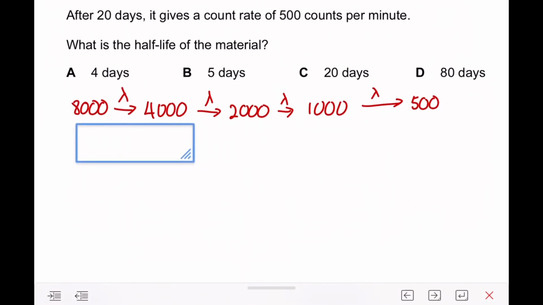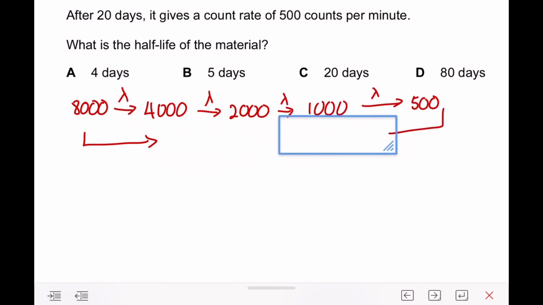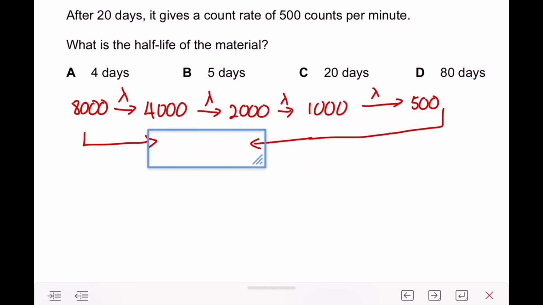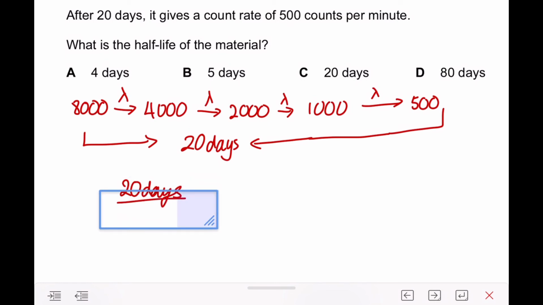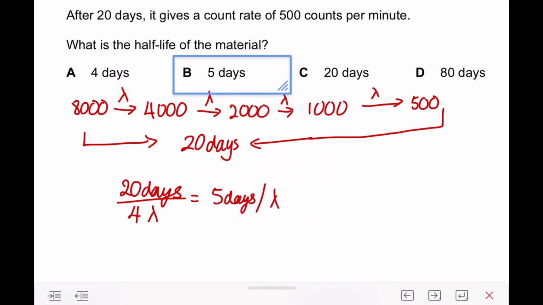So there is overall a total of 4 half-lives in the span of, wait, hold on, let me try my best to connect this line, in the span of 20 days. Therefore, we have 20 days to be divided by 4 half-lives. The half-life here I represent as lambda. So 20 divided by 4 is 5 days per half-life, which is option B.